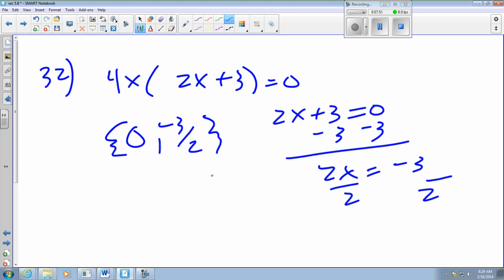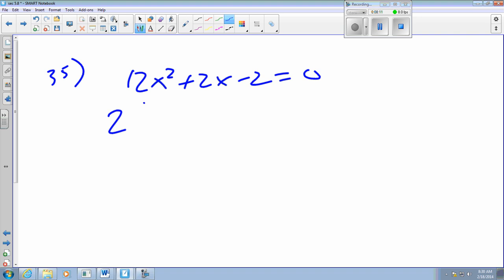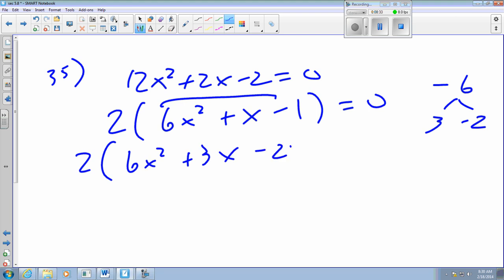The next one we're going to do is question 35. 35 says 12x squared plus 2x minus 2 equals 0. The first thing that we look for anytime we factor is the greatest common factor. So if I look at this, I see 2 divides into everything, so I'm going to say 6x squared plus x minus 1 equals 0. Do my AC. Factors of negative 6 that add up to 1 give me 3 and negative 2. The 2 hangs out front, and I'm going to split my middle term into 3x and negative 2x.